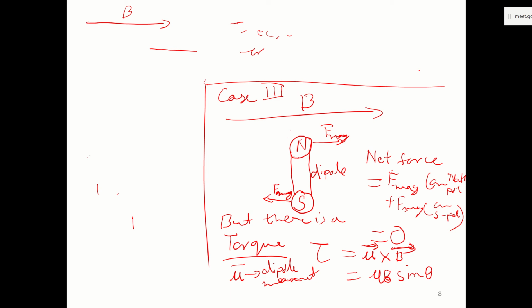When it is perfectly aligned, the torque is 0. The torque goes as sine theta, and sine theta is 0 when the angle is 0. So that way you can think there will be no torque and the system is in a stable state.